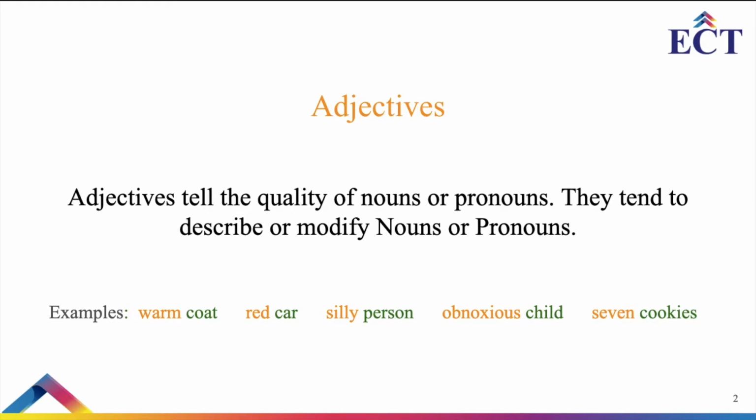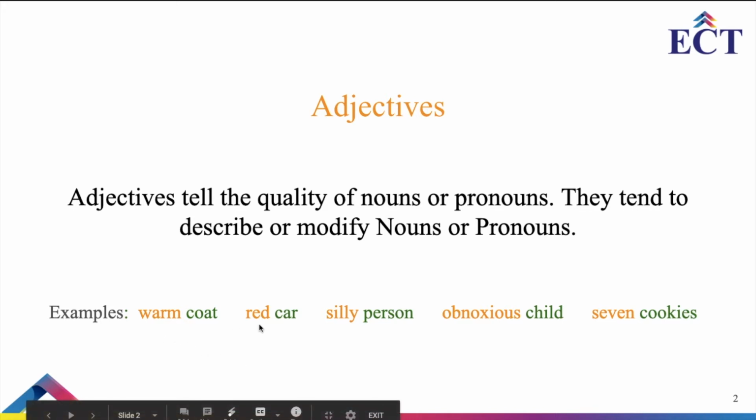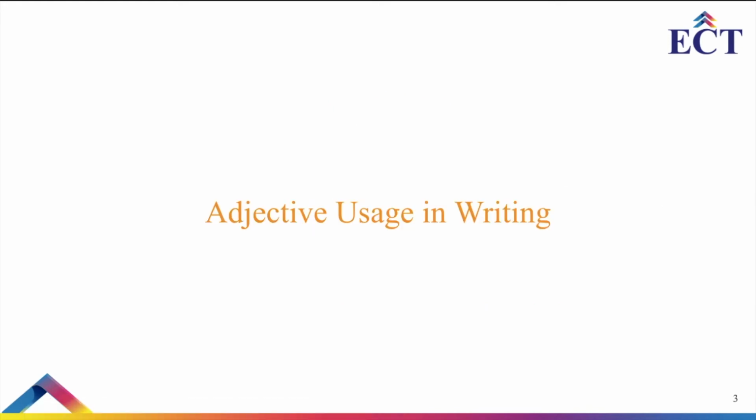The definition of adjectives: they tell the quality of nouns or pronouns. They tend to describe or modify the nouns or pronouns. Examples could be these: warm, red, silly, obnoxious, 7. All these are examples of adjectives and you know it very well. What we need to understand is the uses of adjectives in the writing process.